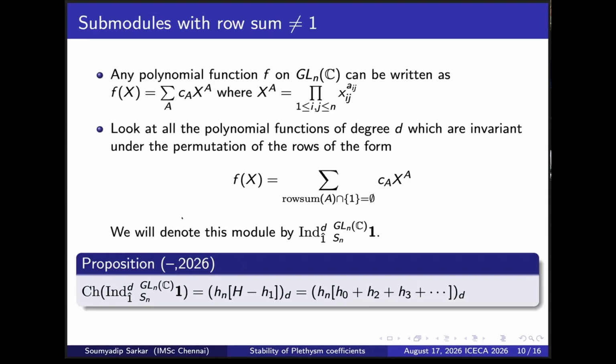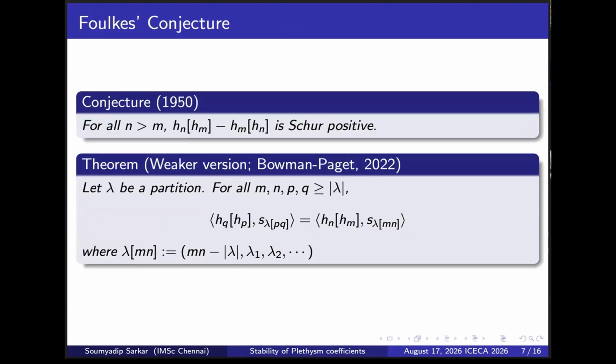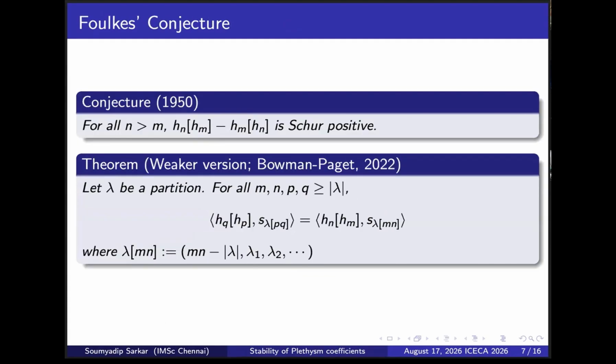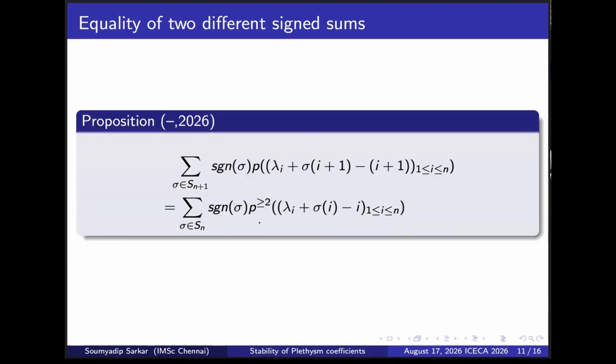Now there is one thing. Remember, Baumann and Page have these stable plethysm coefficients. I want to connect this stable plethysm coefficient to the notion of restriction coefficient. So how do I do that? I use this technical lemma.